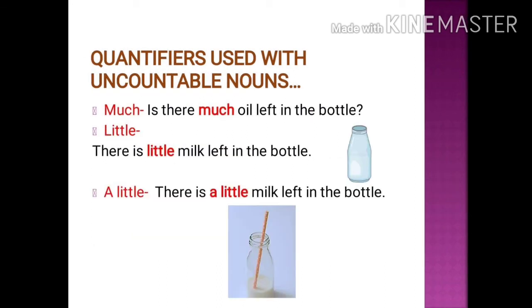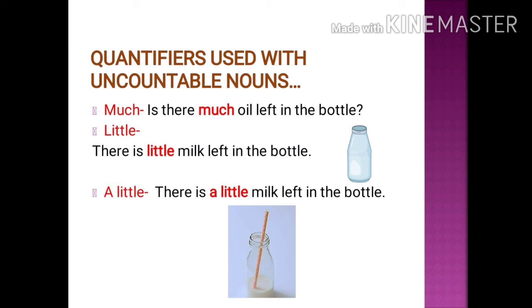Now let's learn the next type of quantifiers, children. Quantifiers used with uncountable nouns. Much, little, a little. These are some of the quantifiers used with uncountable nouns. Let's learn them in detail, children. Look at the example given here. Is there much oil left in the bottle? Oil is an uncountable noun. To denote the quantity of this uncountable noun, I am using the quantifier much.